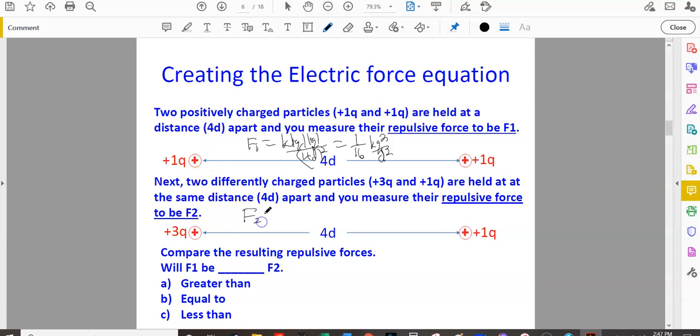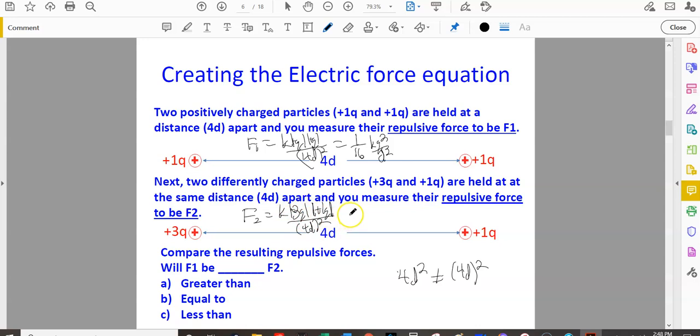F2 is going to be K, and this is a positive 3Q, and this other one is a positive 1Q, and they're also going to be over 4D that you're squaring. By the way, I just want to be careful. You're not doing 4D squared. 4D squared is not equal to 4D that you're squaring. Any distance they give you, put it in brackets and then square what's in the parentheses.